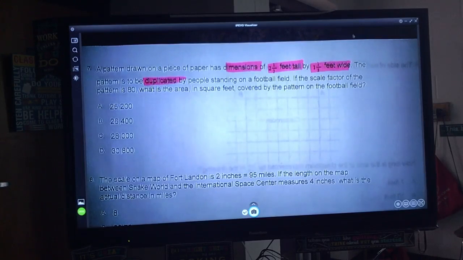Alright, so with the word duplicated, what does that make you start thinking? Mind you, on your test tomorrow, you're going over area, surface area, and scale drawings. So your mind should be going through those 3 things and thinking, okay, is it gonna be an area question, surface area question, or a scale drawing question? So with the word duplicated, what does that tell us?